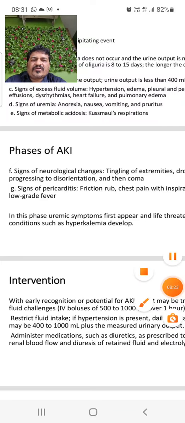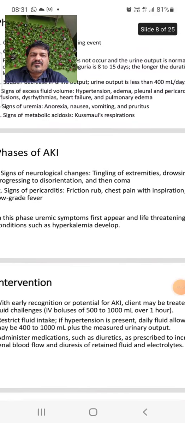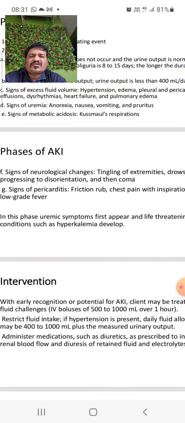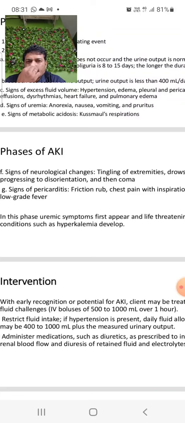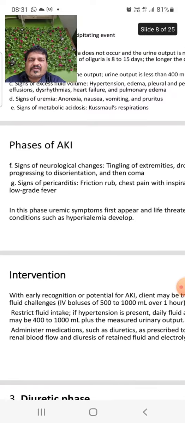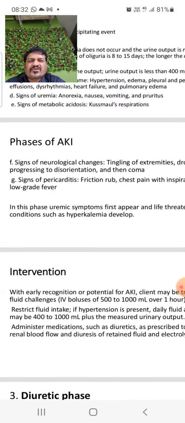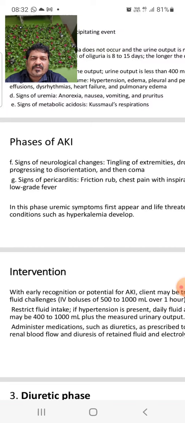Signs of neurological changes like tingling of extremities, drowsiness, progression to disorientation, and then coma. So these are the signs of neurological changes. If the patient comes to you with a very high creatinine at that time, and we are getting signs of neurological changes like tingling of the extremities and drowsiness, which may lead to coma, we should be very cautious regarding AKI patients.